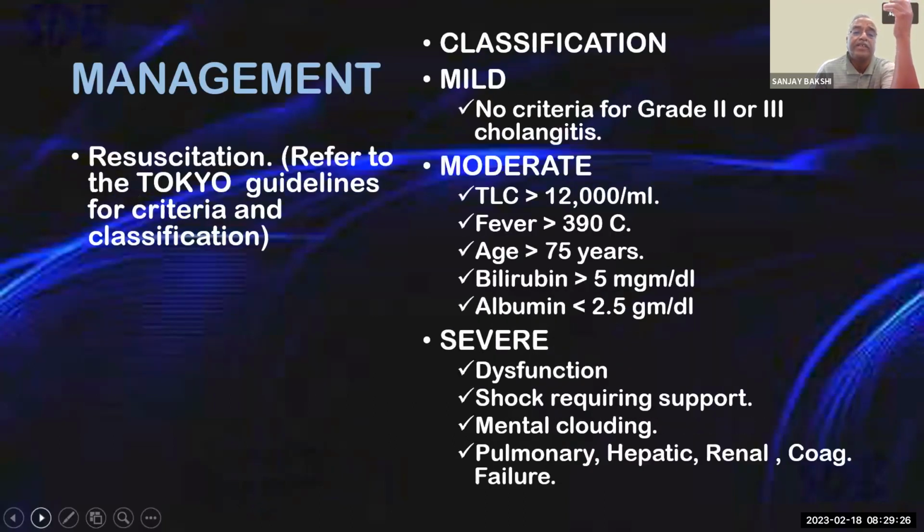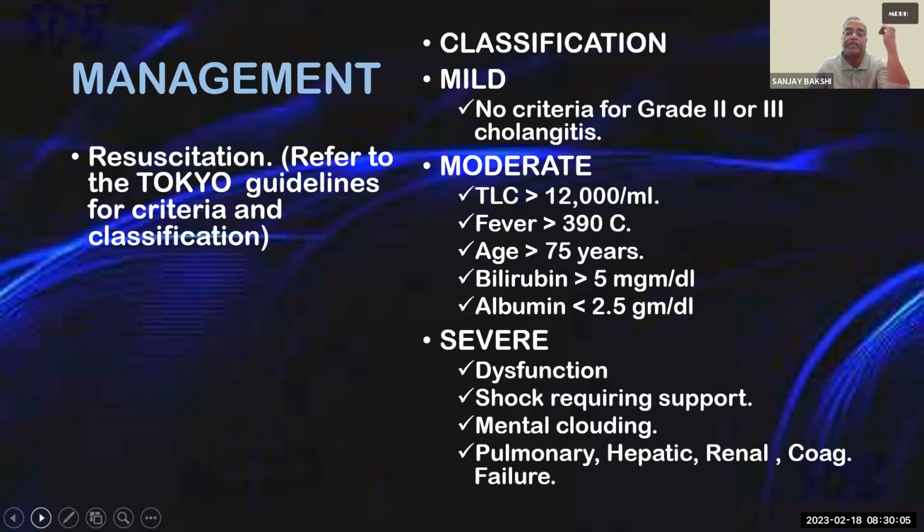Okay. So basically, management depends on the classification. And again, the Tokyo guideline says it might be mild, with no criteria for grade 2 or grade 3 cholangitis. Moderate is where your white cell count is elevated more than 12,000, patient has a fever more than 39 degrees Celsius, age more than 75 years, bilirubin more than 5, albumin less than 2.5. When you have organ dysfunction with shock requiring support, mental clouding, that's what Professor Shah was just asking you, and you have pulmonary, hepatic, renal, or coagulation failure, that makes it a severe cholangitis.